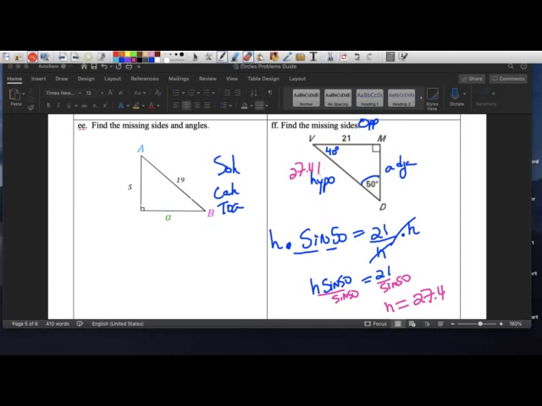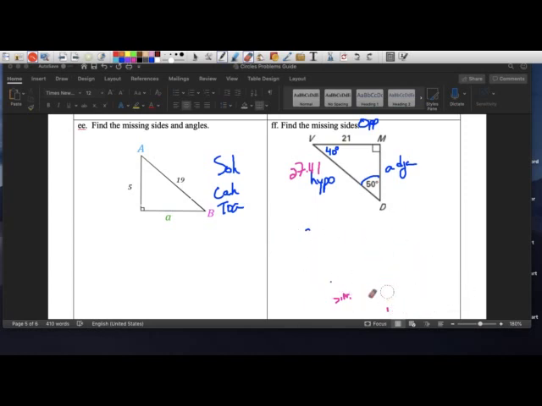Units, whatever the units are. Okay, so now I need to find the adjacent. So I need to find something with adjacent. Cosine has adjacent and hypotenuse, and tangent has opposite and adjacent. Doesn't matter because I have all the values. So let's use tangent. So tan of 50 equals opposite, which is 21, over the adjacent, we'll call it a. I don't know what it is.